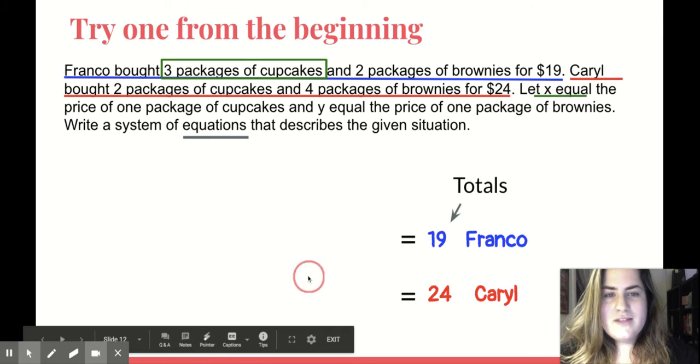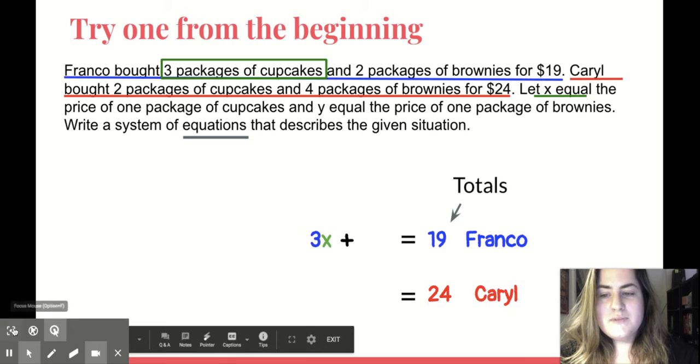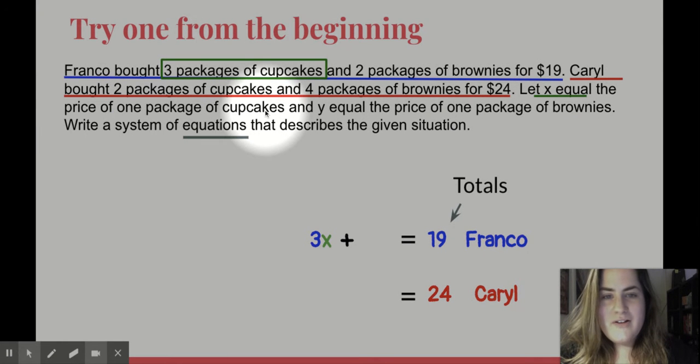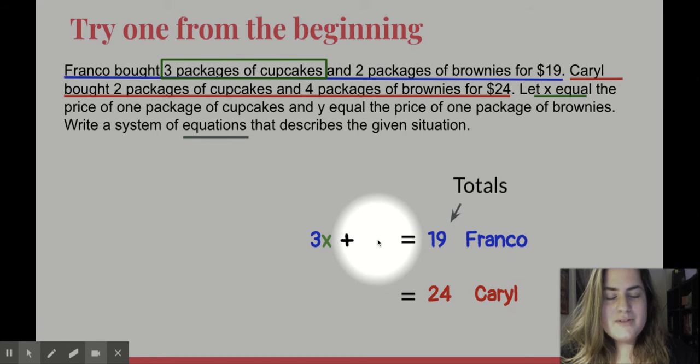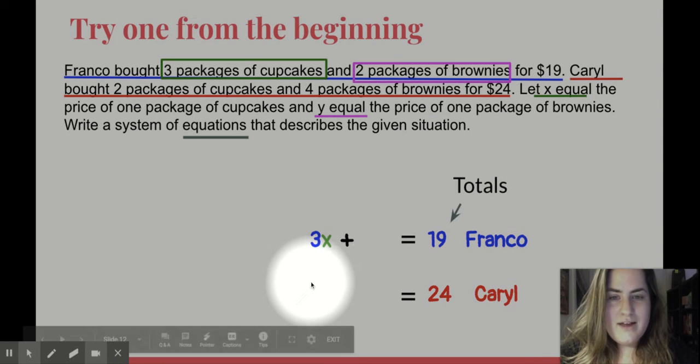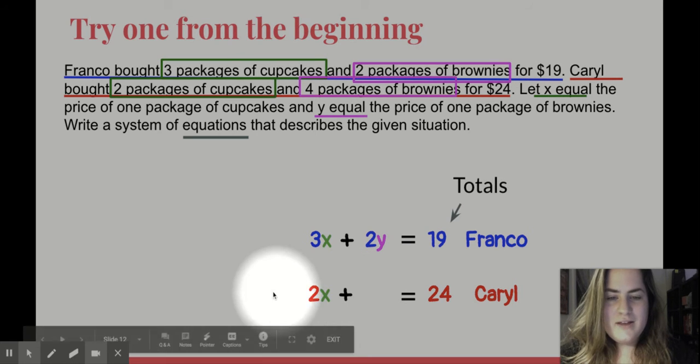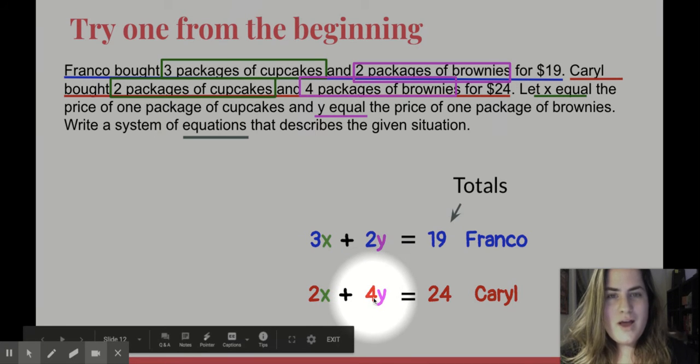If you said 3x, because they specifically said let x equal the packages of cupcakes, you're correct. Next up, 2 packages of brownies. How can we represent that? If you said 2y, you are correct. And what would our expression for Carol be? Well, if you said 2x plus 4y, you are correct.